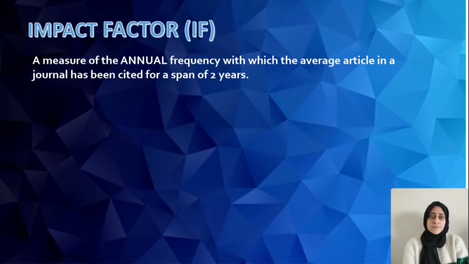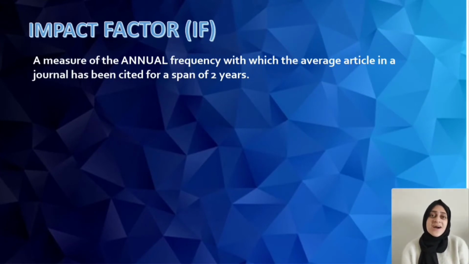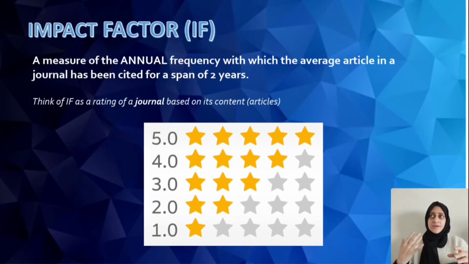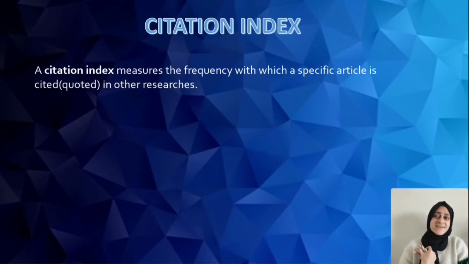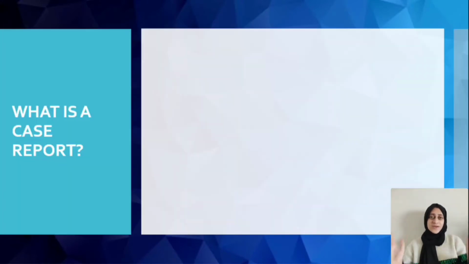Impact factor, now, arguably is the most important factor. You can consider impact factor as a rating of a journal based on its articles. Impact factor has to do with the number of times an article in that specific journal is cited over a span of 2 years. Next term is citation index. Now this measures the number of times a specific article has been cited or quoted in other research. So this is solely to do with just the article and how many times other people have used it in their research.